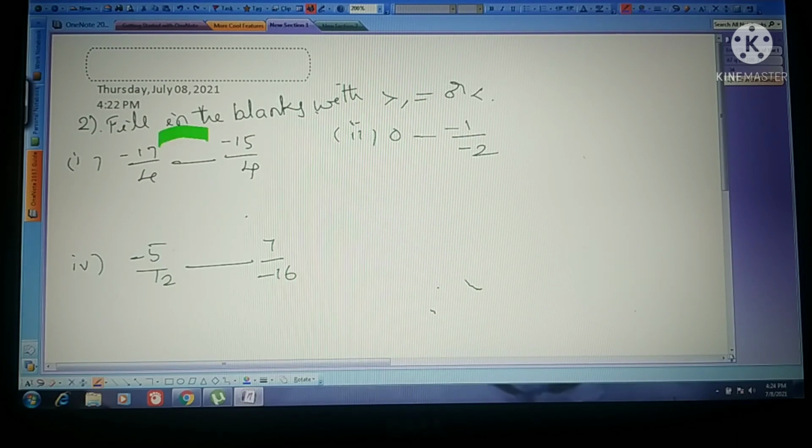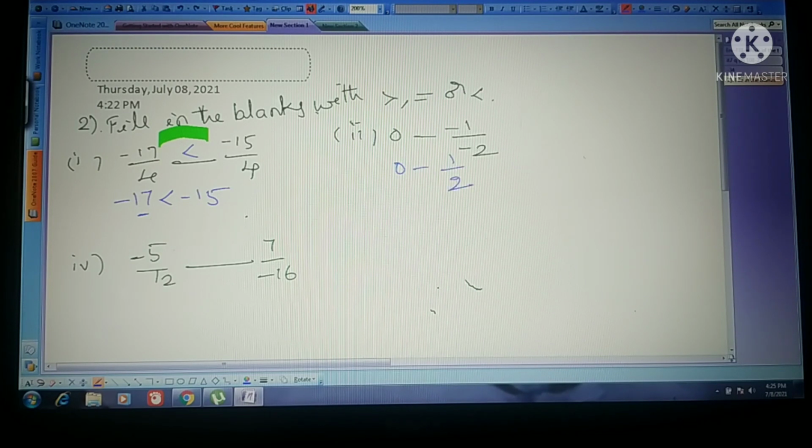Both are negatives only. So 17 is first one. So minus 17 is less than minus 15. The bigger number with the negative sign will be less than the other one. Okay. Now see the next one, 0 and minus 1 by minus 2. Here see, if we have same sign in the numerator and denominator, it will be cancelled and will be converted into plus. So 0 and 1 by 2.